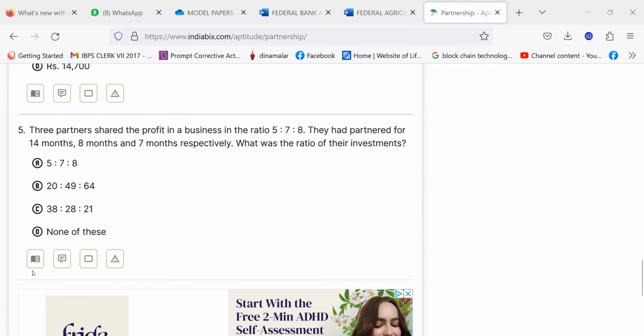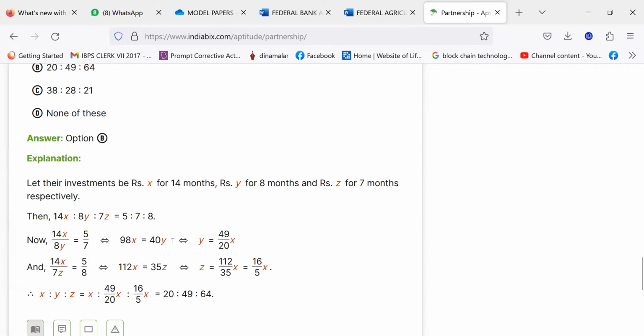Option B. Achcha. 20 × 14 = 280. Then 49 × 7 = 343. Then 64 × 7 = 448. Anybody else got the answer, same answer or a different answer? The answer is B, correct.